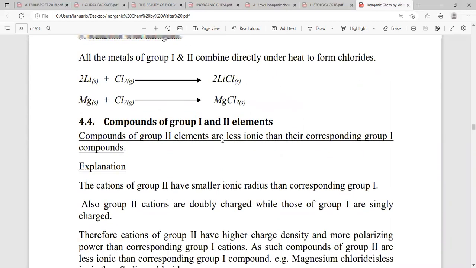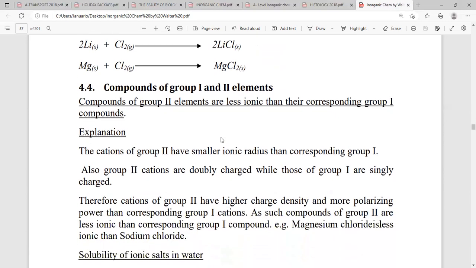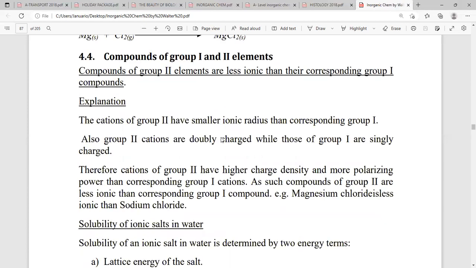Reactions with halogens. You look at all the metals of group 1 and 2 combining directly under heat to form chlorides. All metals form chlorides. An example, you have lithium reacting with chlorine to form lithium chloride and magnesium reacting with chlorine to form magnesium dichloride. You have compounds of group 1 and group 2.